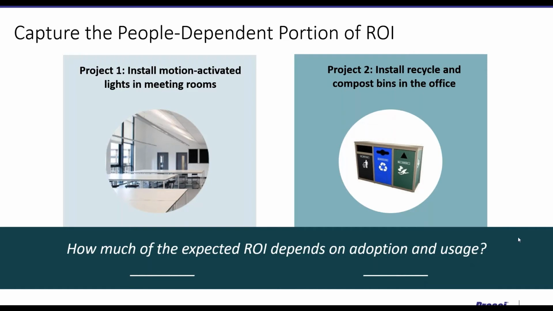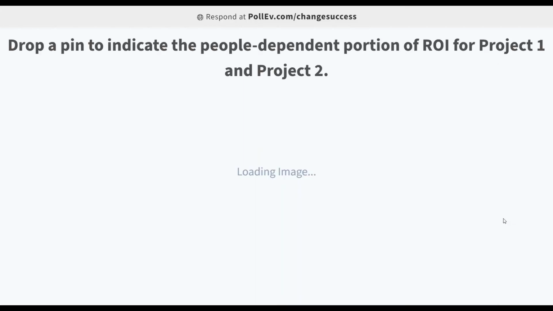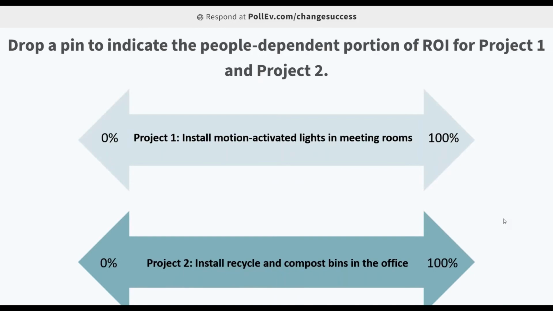So what we want you to do is, for each of these 2 projects, indicate how much of the expected return on investment depends on adoption and usage of the solution that's being provided. Drop 2 pins to indicate the people-dependent portion of ROI, first for project 1, motion-activated lights, and then a second pin for project 2, installing recycle and compost bins in the office. Lisa, what do you think about what we're seeing in terms of the pin drops?